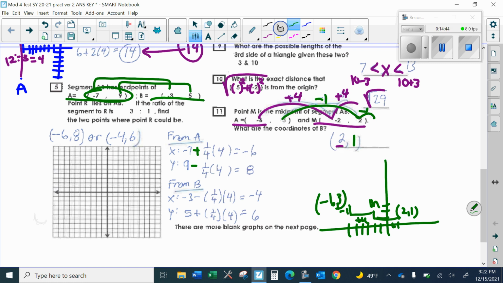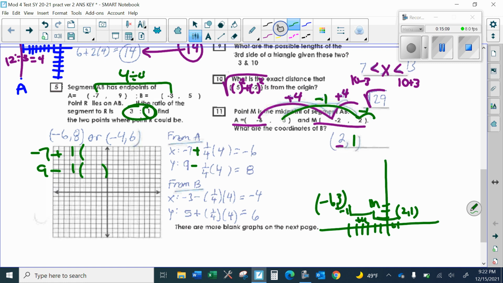Okay, remember, if I'm going to use 1 part, this is the one setup. I'll do the other setup with it. So I have the negative 7 plus, 9 minus. I'm going 1 part away. Well, how much is each part? How far is it from -7 to -3? That's 4. I'm dividing by a total of 4 parts. So 4 divided by 4 is 1. For the y, how far is it from 9 to 5? That's also 4 divided by 4. So that's 1.